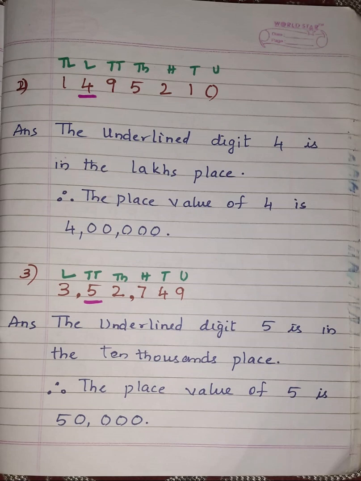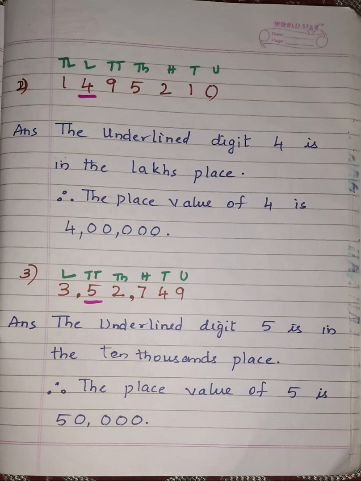Okay, now here the underlined digit is, children, 4, and that means 4 is in the lakhs place. If 4 is in the lakhs place children, then what would be its place value? Its place value is 4 lakhs. Okay, so how will you write in the answer format children? You will write as answer: the underlined digit 4 is in the lakhs place. Full stop. Therefore the place value of 4 is 4 lakhs.